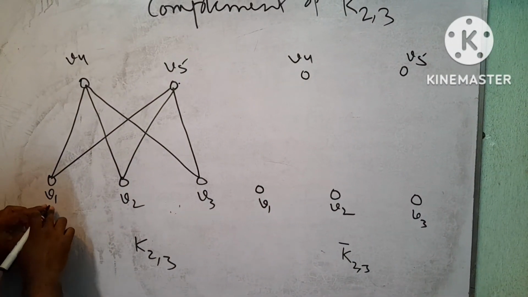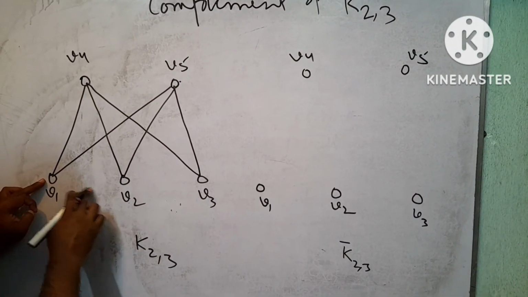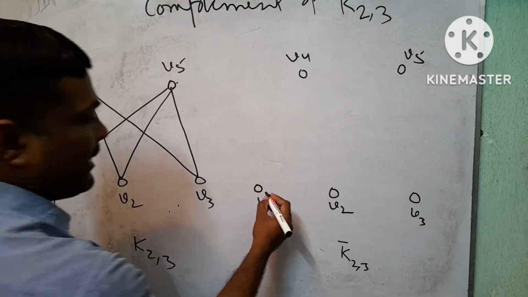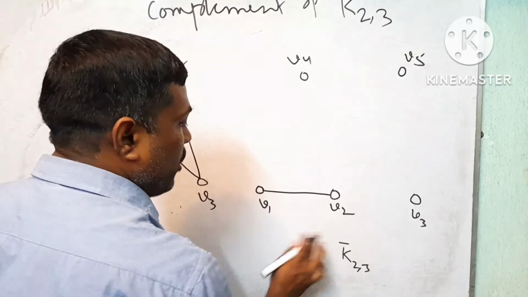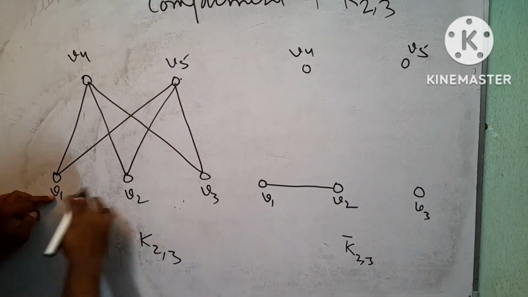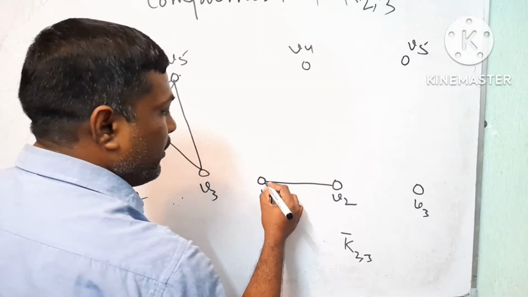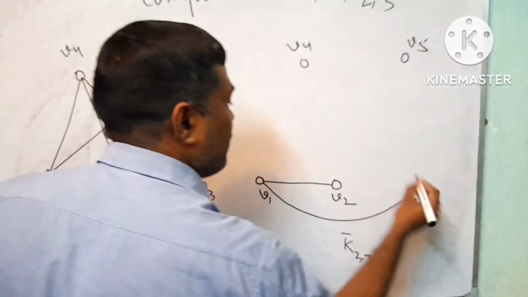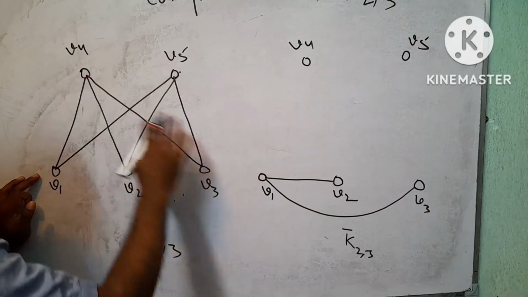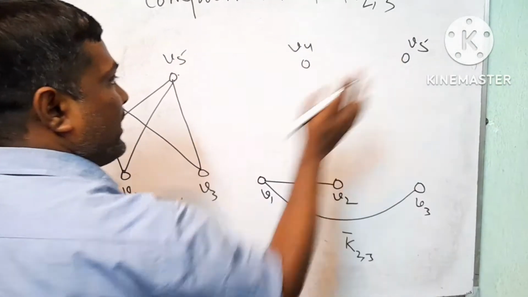But here V1 is not adjacent to V2, so V1 is adjacent to V2 in the complement part. V1 is not adjacent to V3, so V1 is adjacent to V3 here. V1 is adjacent to V4 and V5 originally, so V1 is not adjacent to V4 or V5 here.